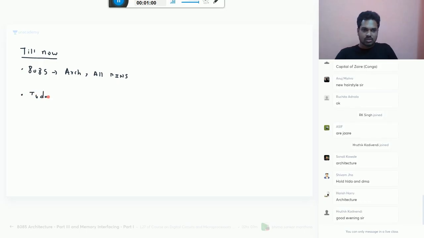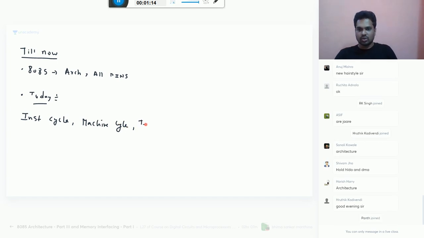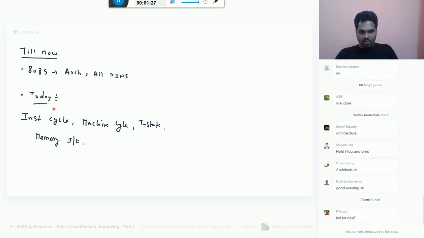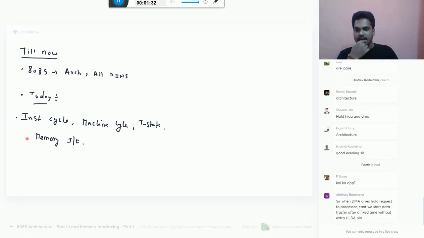we will discuss what is the meaning of instruction cycle, your favorite machine cycle, what is the meaning of T state, these things. Good evening, Hrithik. And also we will discuss memory interfacing. These two things will be covered in today's class. Okay, in yesterday's DPP we'll do some questions if time permits.